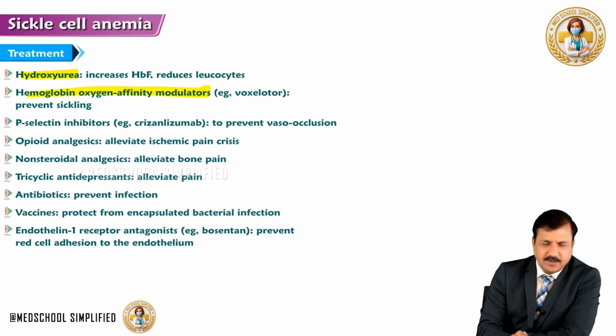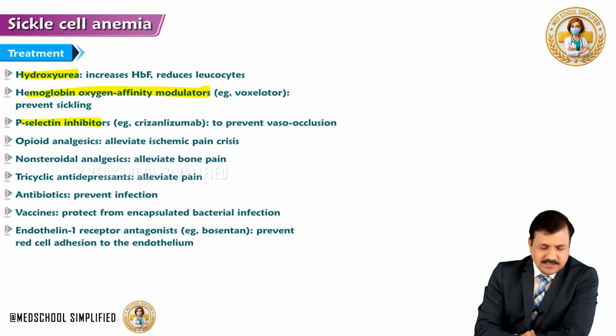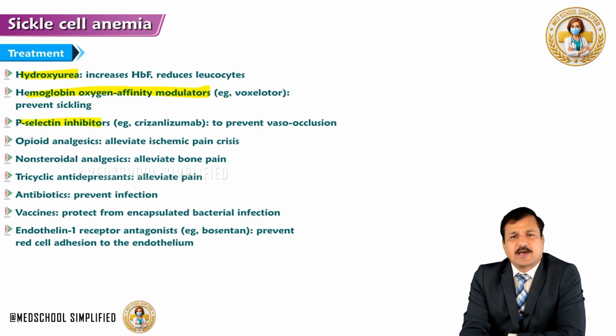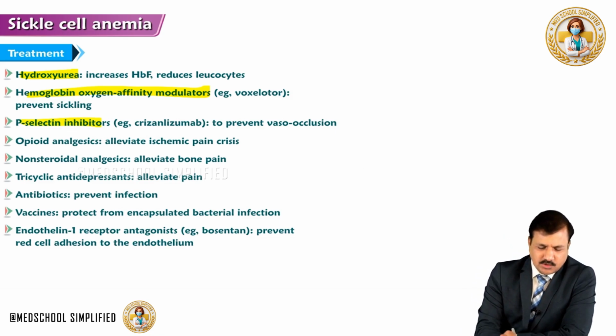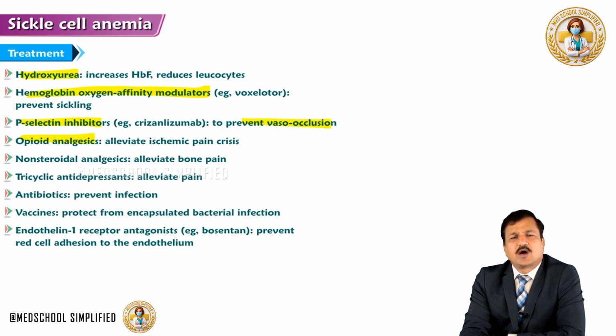Hemoglobin oxygen affinity modulators like voxelotor can be used, and these drugs will prevent sickling process. P-selectin inhibitors like crizanlizumab is used to prevent vaso-occlusion. Opioid analgesics can be used to alleviate ischemic pain crisis like oxycodone aspirin combination, methadone, morphine sulfate, oxycodone acetaminophen combination, or fentanyl or codeine. So this type of opioid analgesics can be used to alleviate ischemic pain.